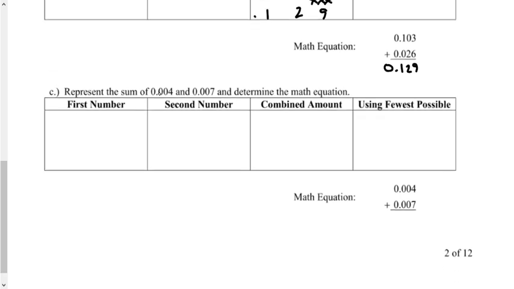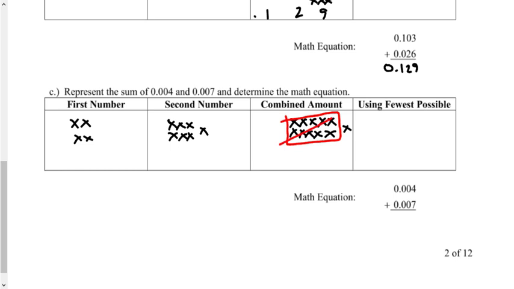Okay. So 0.004, that's just 4 units. 0.007, that's going to be 7 units. And then when you put those together, we end up with 11 of them. And the thing is that whenever we have more than 10, we can group them together. These all group together and they become a single rod. When we have 10 units, that makes one rod. So if I was going to write these in the fewest symbols possible, I'd have one rod and one unit.